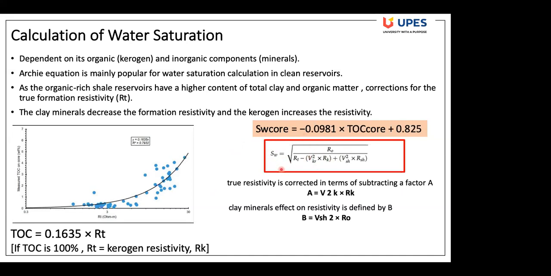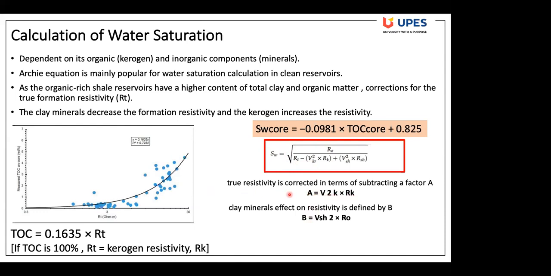This is the equation with red boundary. This is the equation which is used for unconventional reservoir. Here RT is resistivity and this is VKR. This you can find from the two equations below. You can see A is equal to VK into RK.